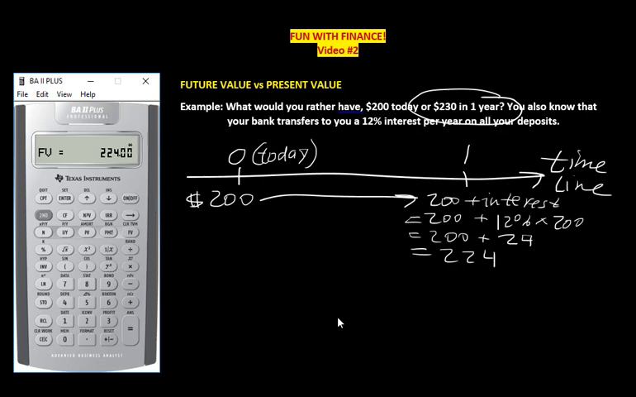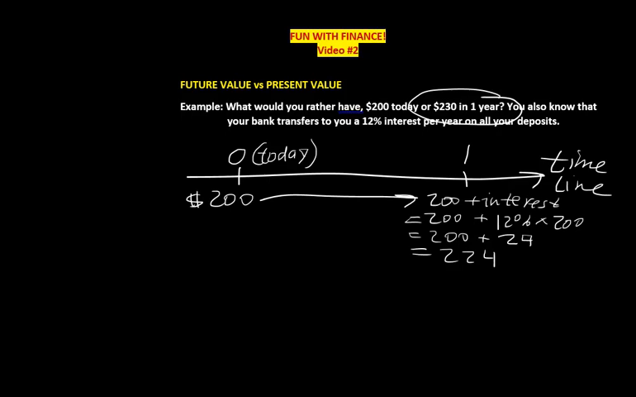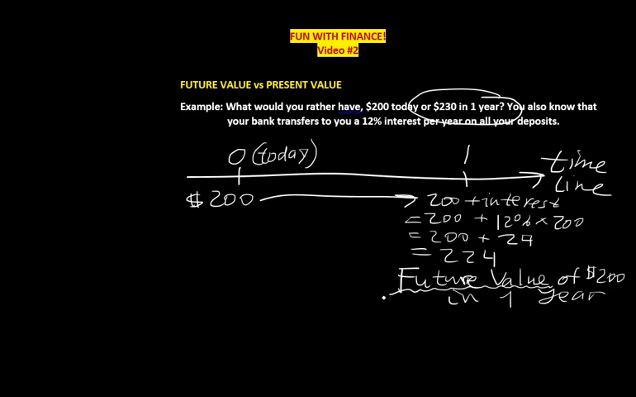So the math works. And let me just add here that what $224 is, it's actually what we call the future value of $200 in 1 year. So it is the future value. Now there is another way to solve this problem. Let me pick a different color. So let's go backwards. Let's look at $230 that we are given.